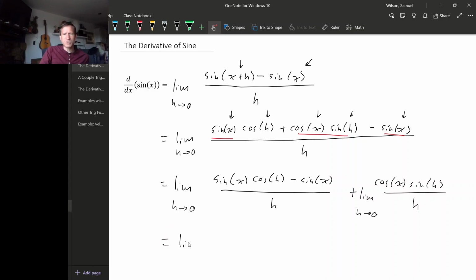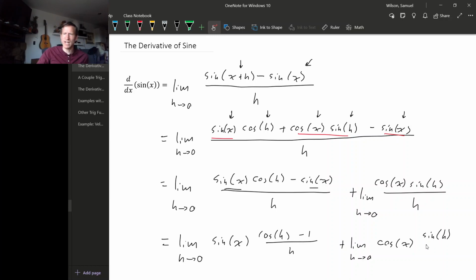Well, for each of these individual pieces, we can actually separate the x's from the h's, right? In this first one, we can factor out this sine of x. So this is sine of x times the limit of cosine h minus 1 over h. And for the second piece, we get the limit as h goes to 0 of cosine of x times sine of h over h.